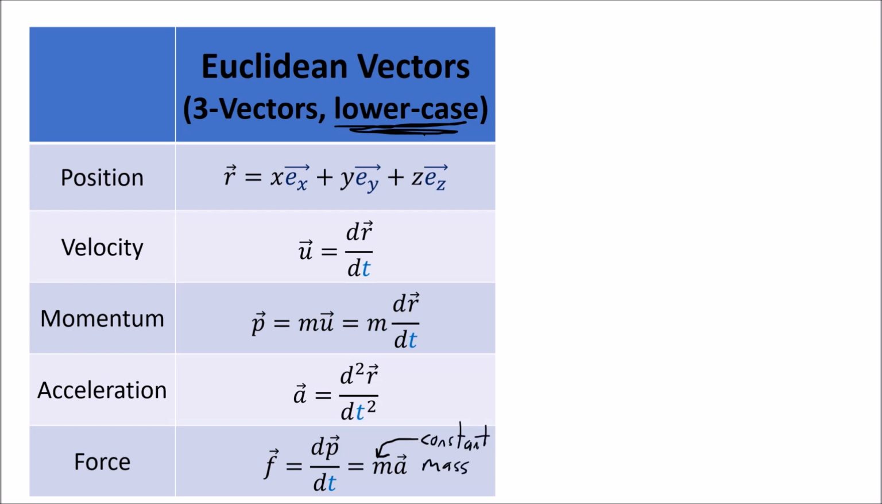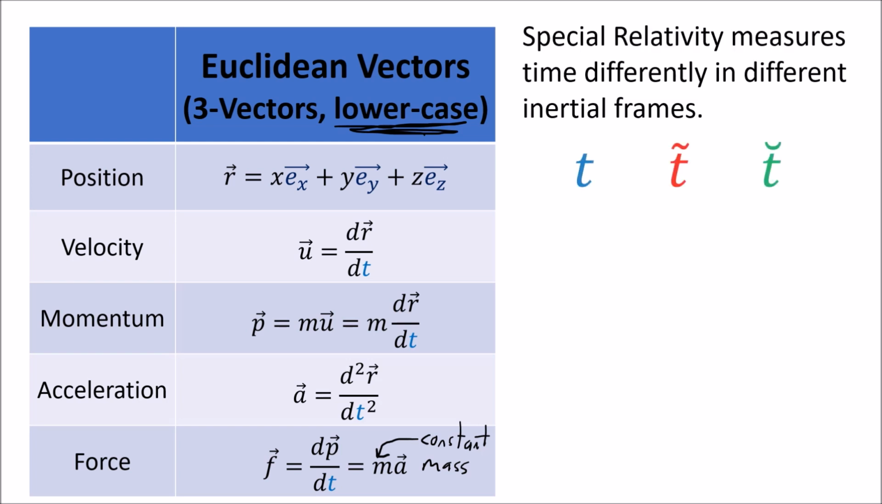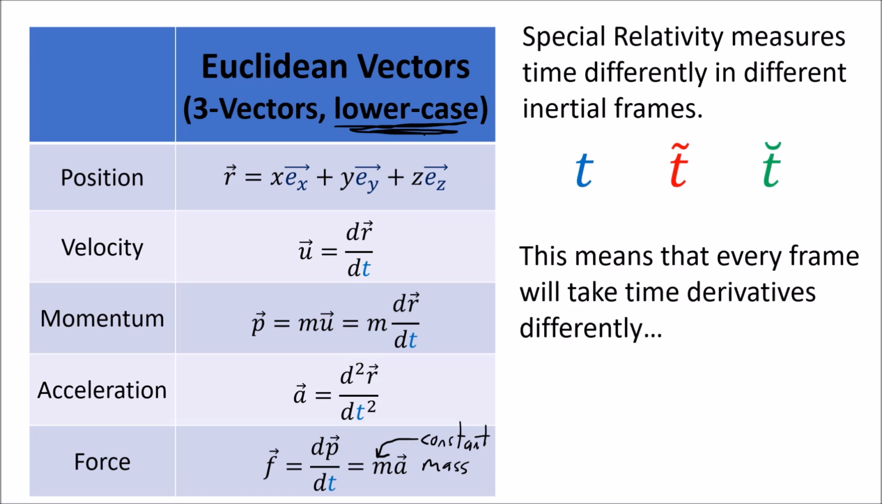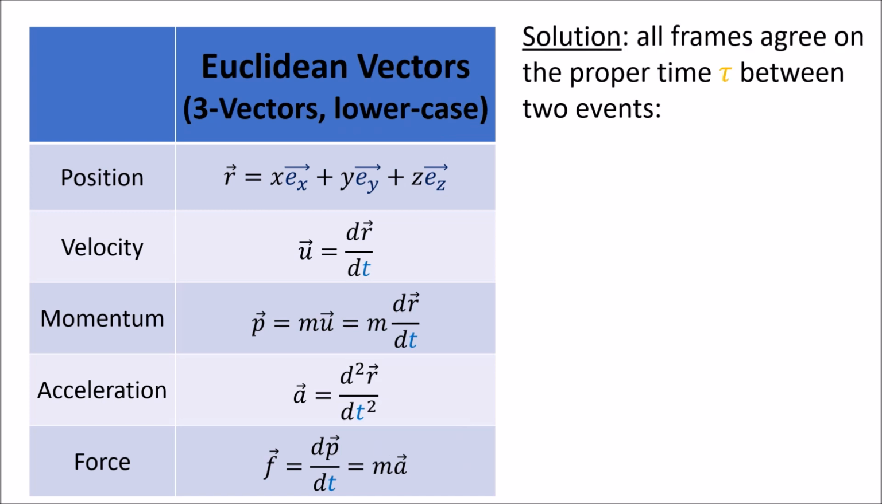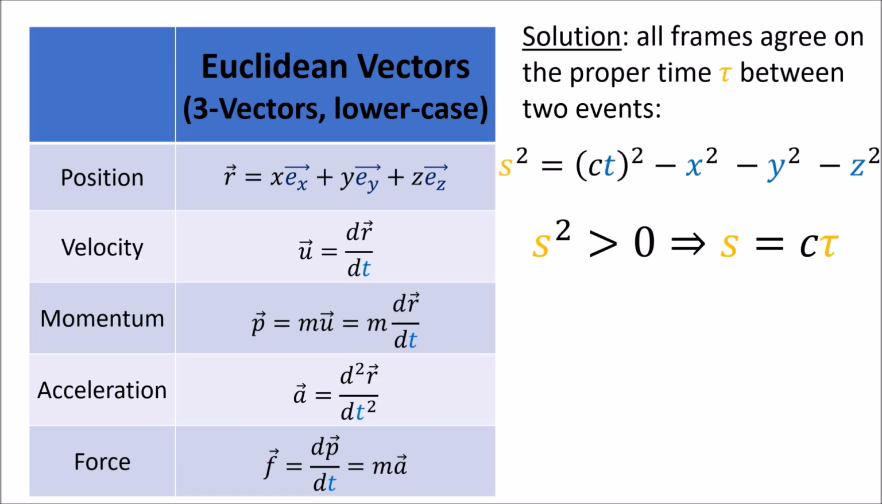In special relativity, most of these quantities aren't very useful because the time variable is measured differently in different reference frames. This means that every frame will take time derivatives with respect to a different time variable. Recall in the last video that we defined the spacetime interval s squared between two events. When s squared was positive, we said s is equal to the speed of light c times the proper time tau, which is the time between two events when they happen at the same position. So tau is agreed on in all inertial reference frames.